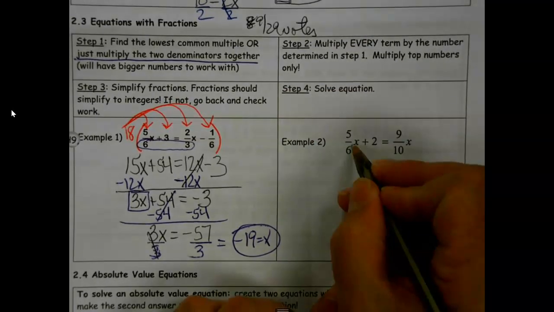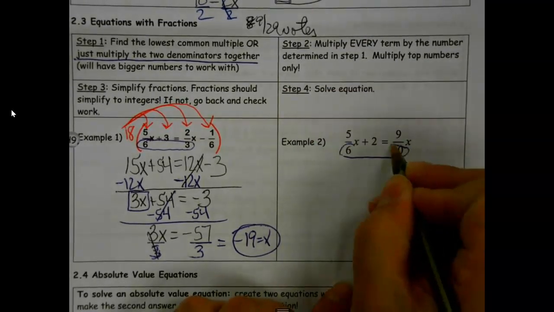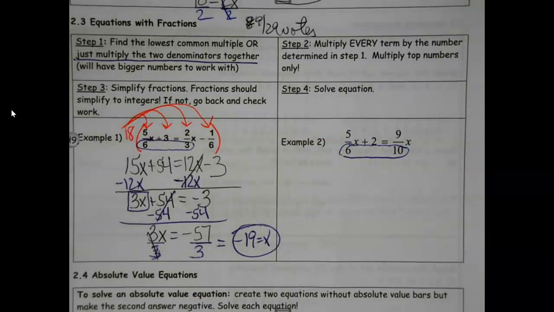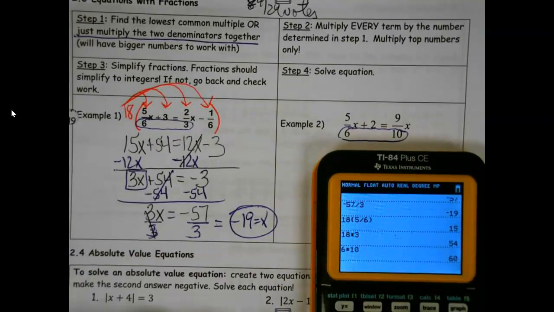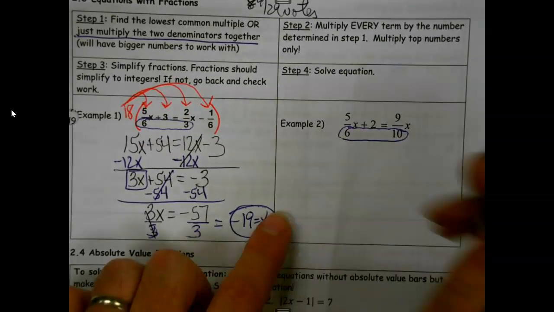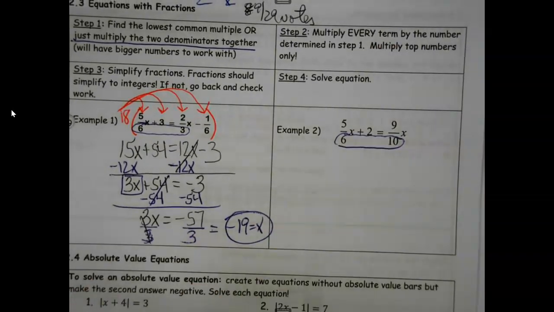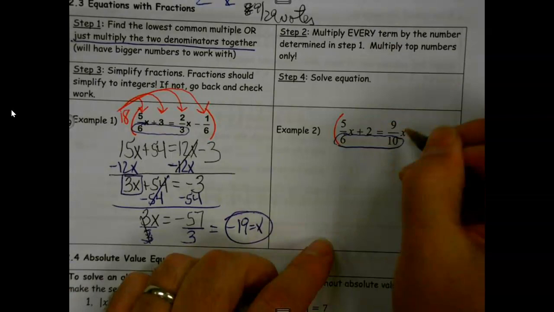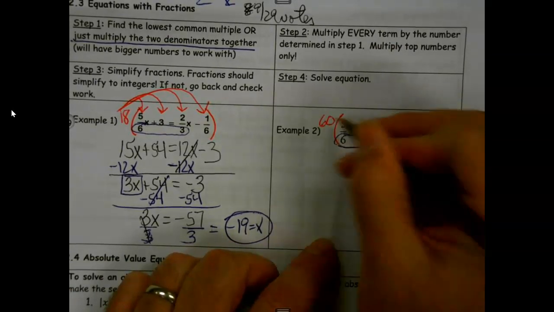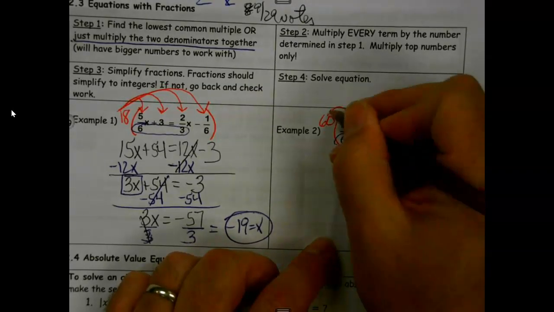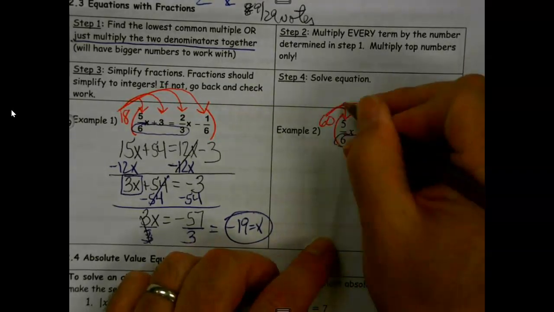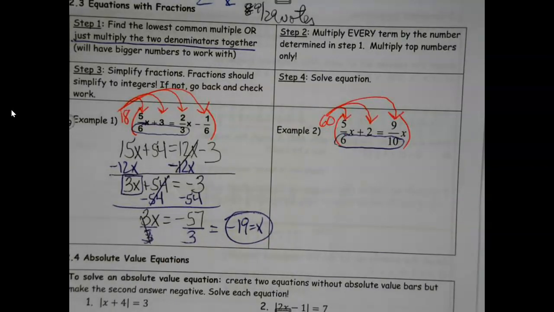And so even on the next one, okay, as long as the numbers are different in the denominator, we just multiply them together. So 6 times 10 is 60. So this time, we're going to multiply through by 60. Even if things are not fractions, every term is going to get a 60.